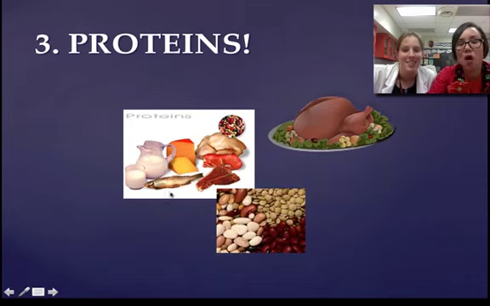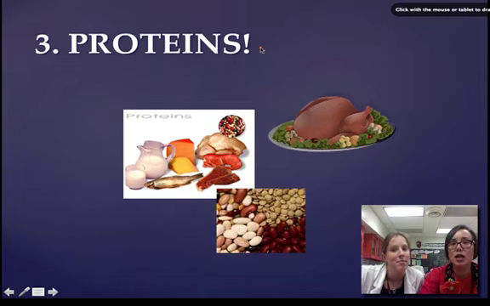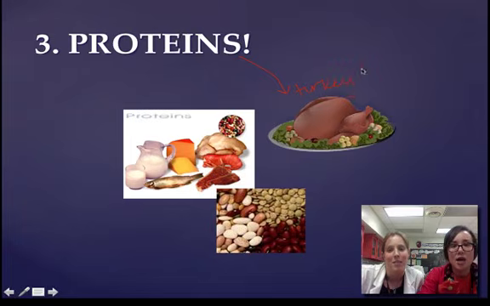All right, let's move on to our third macromolecule. Again, these are made up of carbon, proteins, and they're really big. We have 3 pictures here. I have a picture of a turkey. Looks delicious. Yum.